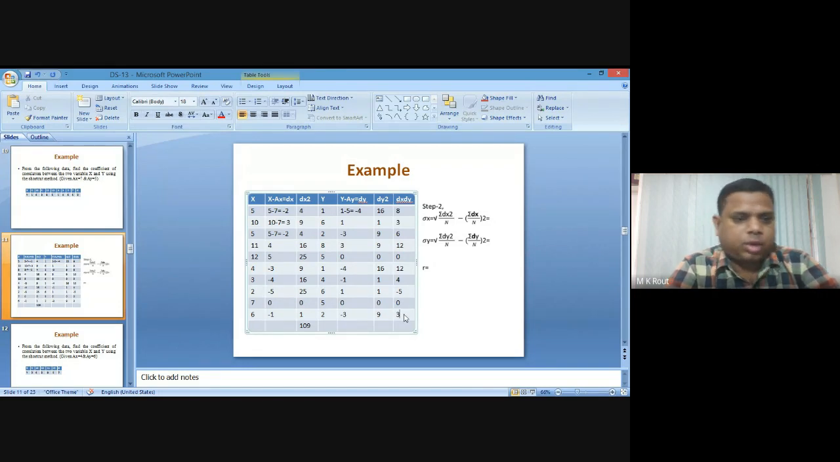So calculate the sum of dx into dy. What is the answer here? 53.